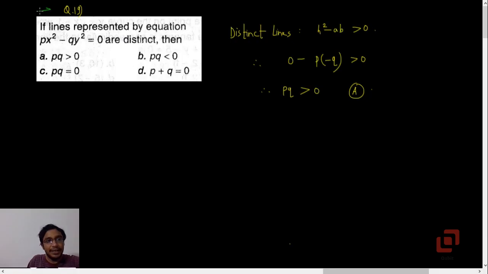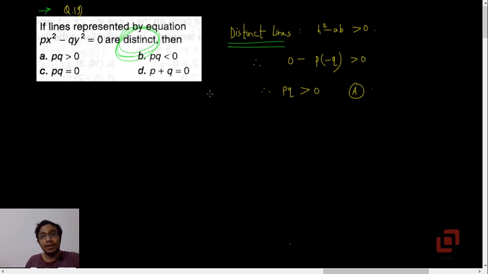Let's now go to question 19, a very simple question. If the lines represented by the equation px squared minus qy squared are distinct, that means they are not coincident, then we have a condition for pq. Now we know that if the lines are distinct, then h squared minus ab is greater than 0. If h squared minus ab is equal to 0, then the lines are coincident.